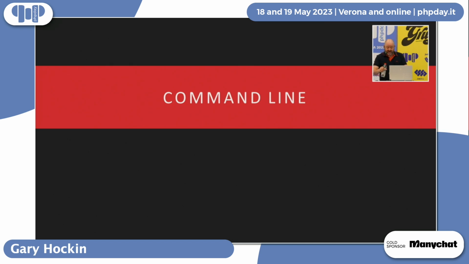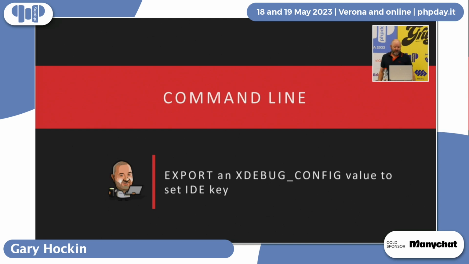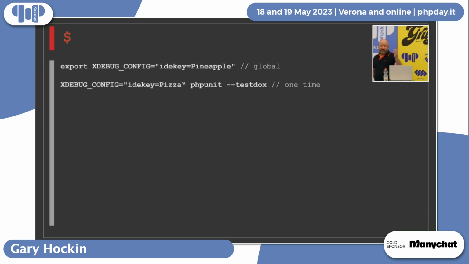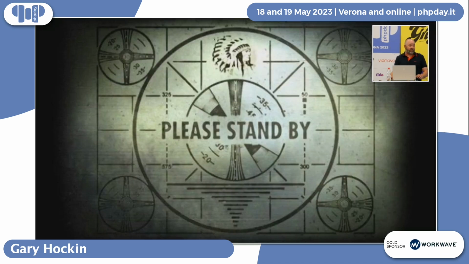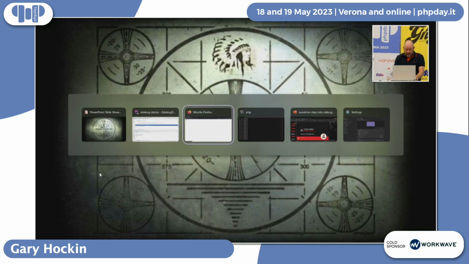So it's actually relatively simple. We just need to export an Xdebug config value to set the IDE key. You can either export it, or you can use it as a one-time thing by putting it before the command you want to run. This is really, really cool for when you're running your unit tests, for example, and you want to step debug. I love this.